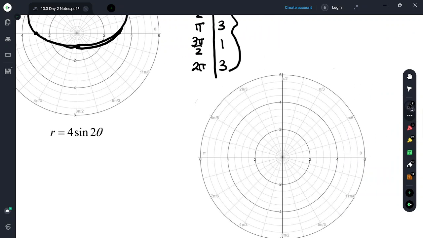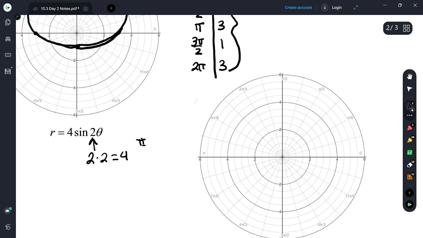For sine of 2 theta, well, let's take this. Here's where we're finally going to get something other than 2. We're going to take this, we're going to double it. That's 4. So on this one, we're going to count by pi over 4s. And so what ends up happening when you plug these pi over 4s in, the pi over 4 will get multiplied times 2, and we're really going to be evaluating multiples of pi over 2.